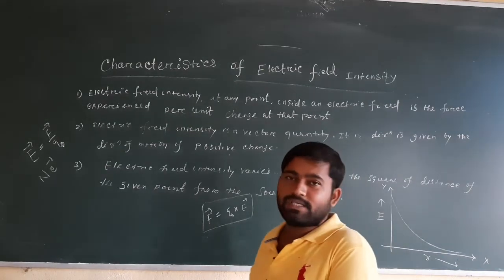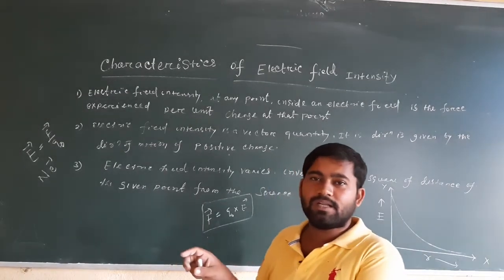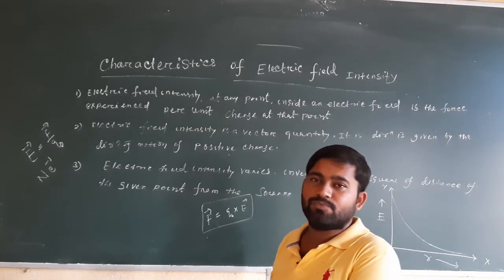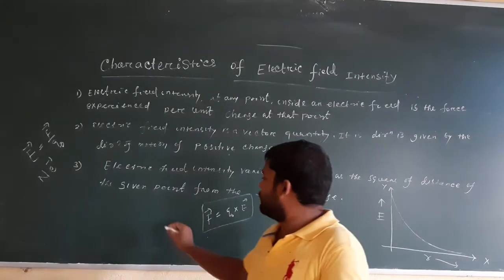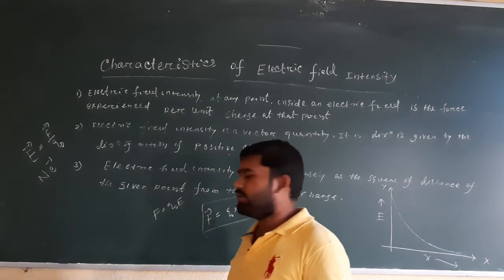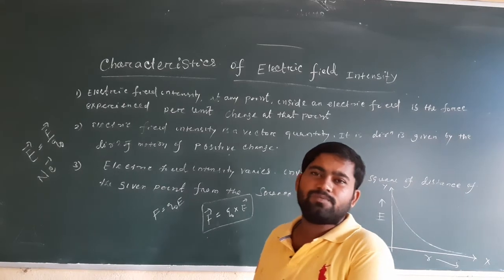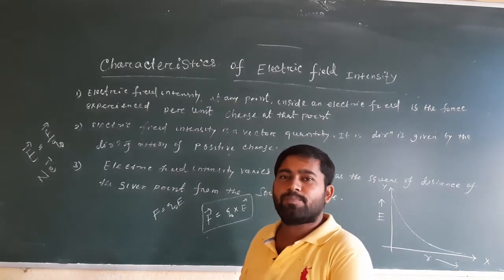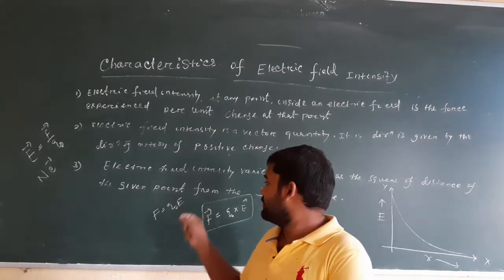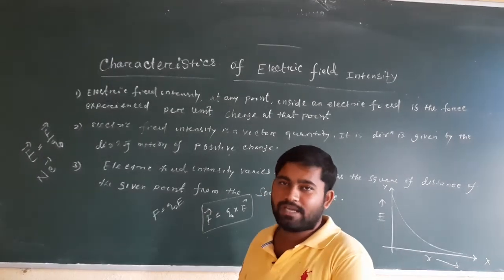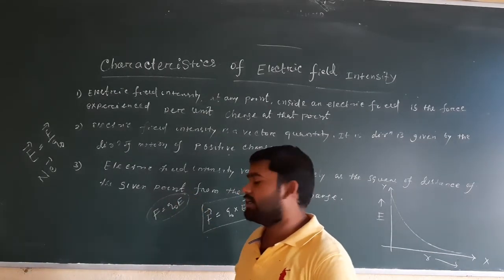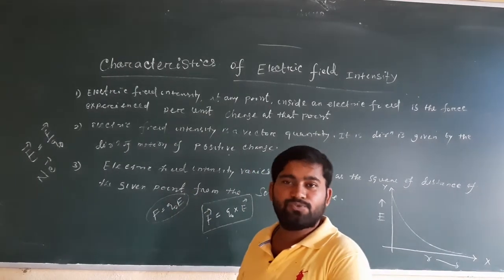So, we can say when a charged particle is placed in an electric field, it experiences some force, and the magnitude of the force can be measured by F equal to q naught E. That means the magnitude of the force is equal to the product of the magnitude of the electric field and the charge which is placed inside the electric field. So, when we place any charge in an electric field, it experiences some force.